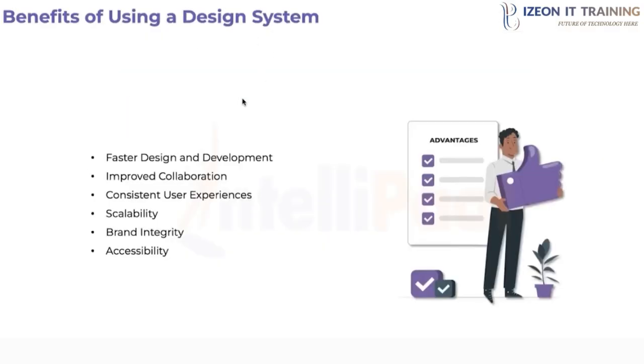The benefits of using a design system: faster design and development, improved collaboration, consistent user experiences, scalability, brand integrity, and accessibility. As we saw earlier, right? We saw how collaboration is important over here. The consistent user experience is the one, because if everybody is using the same design system, or the same template for everything, then there will be consistency in the design.